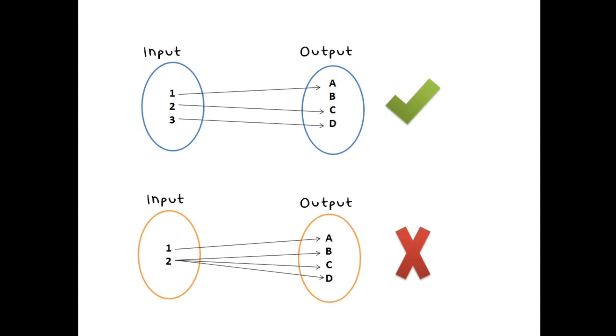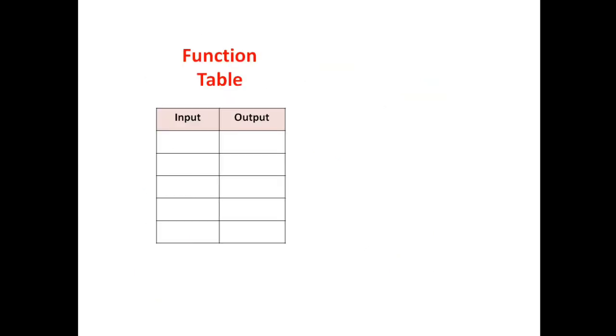The input set is usually called the domain, and the output set is usually called the range. And it's really common to see some or all of a function's inputs and outputs listed in what we call a function table. A function table normally has two columns, one on the left for the input values and one on the right for the corresponding output values.